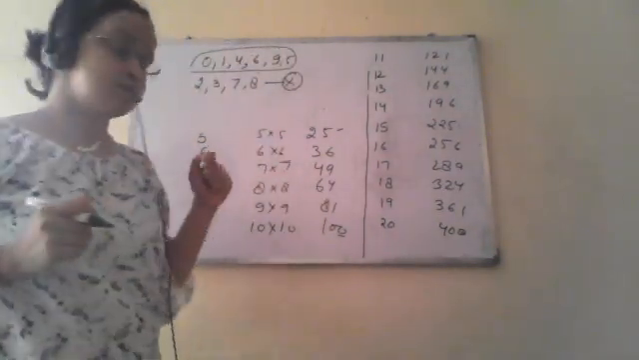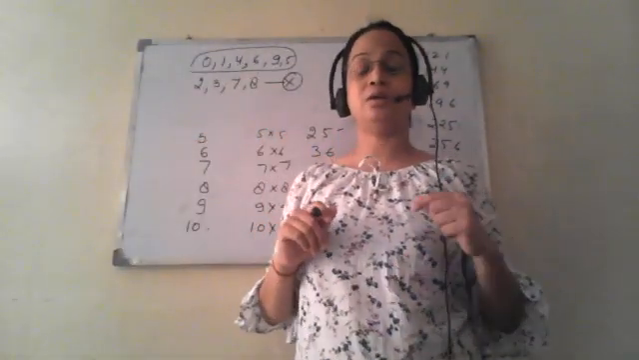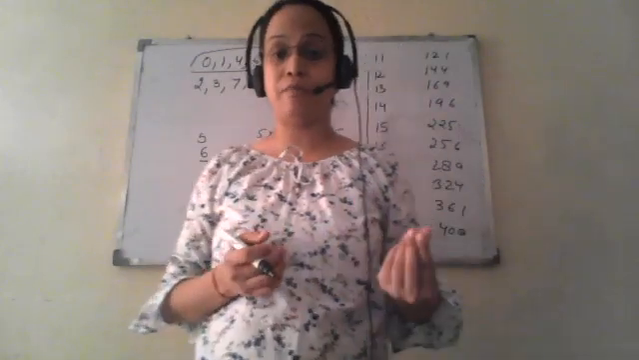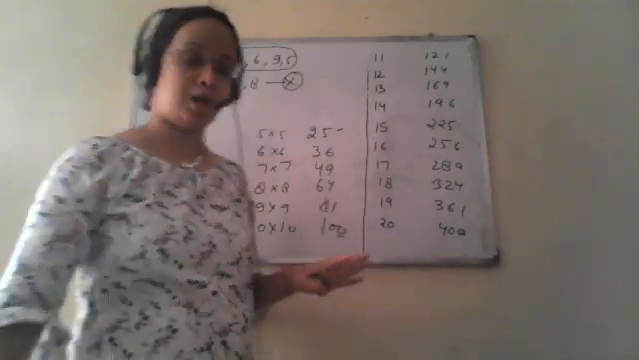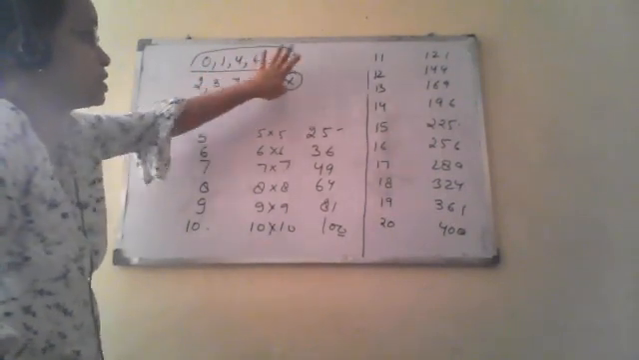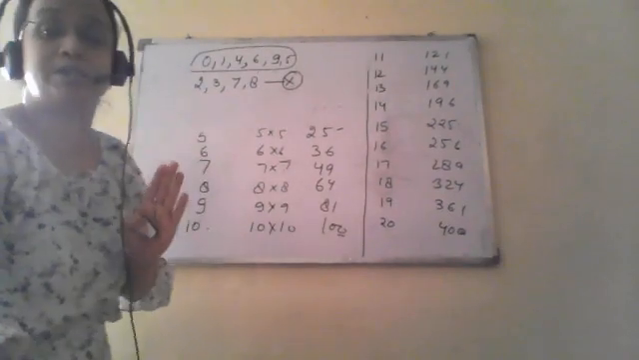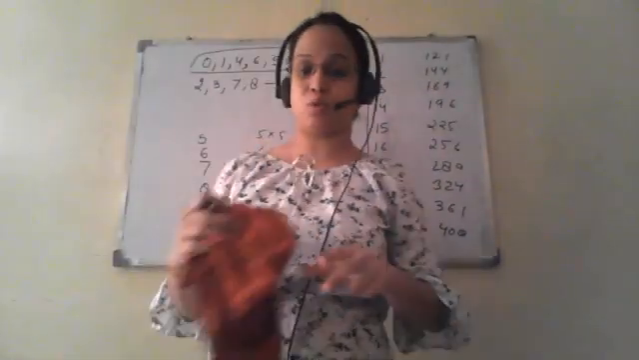So by just looking at the unit place of a number, we can tell whether a given number can be a perfect square or not, because at unit place only the numbers 0, 1, 4, 5, 6, 9 will come. The numbers 2, 3, 7, 8 will not come at the unit place of a perfect square number. Clear?